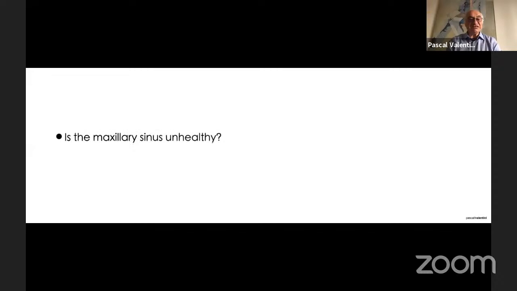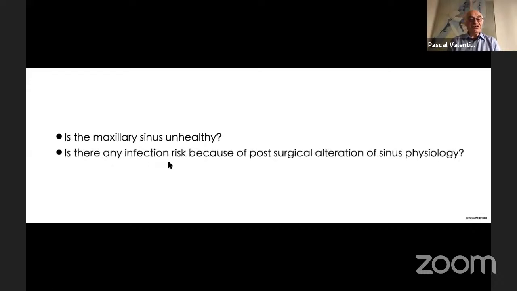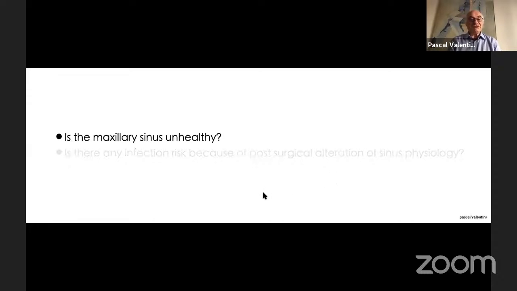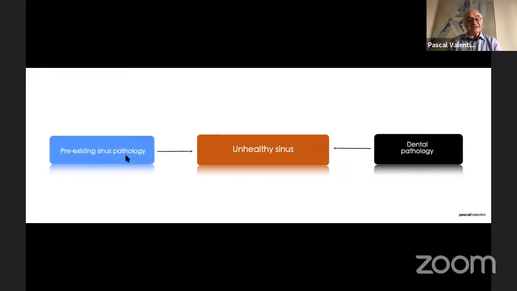First question, is the maxillary sinus healthy or unhealthy? Before the procedure, of course. And the second question we have to ask ourselves is, is there any infection risk because of post-surgical alteration of sinus physiology? Let's try to answer those questions. First, is the maxillary sinus unhealthy? The maxillary sinus is unhealthy in case of, of course, pre-existing sinus pathology and because of a dental pathology.